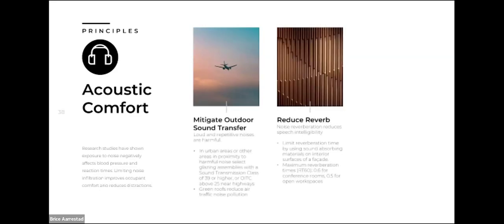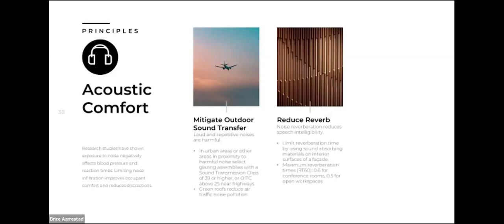Number one is to mitigate that outdoor sound transfer. Loud and repetitive noises are harmful. In urban areas or areas in close proximity to harmful noises, you're going to want to select glazing assemblies and wall assemblies with sound transmission class of 39 or higher, or OITC, also known as outdoor indoor transmission class, above 25 when it's near highways.